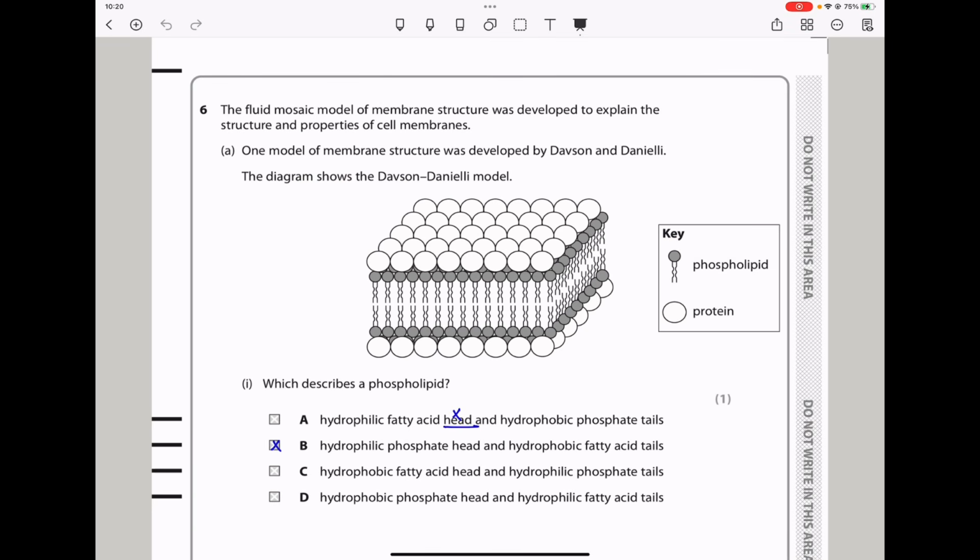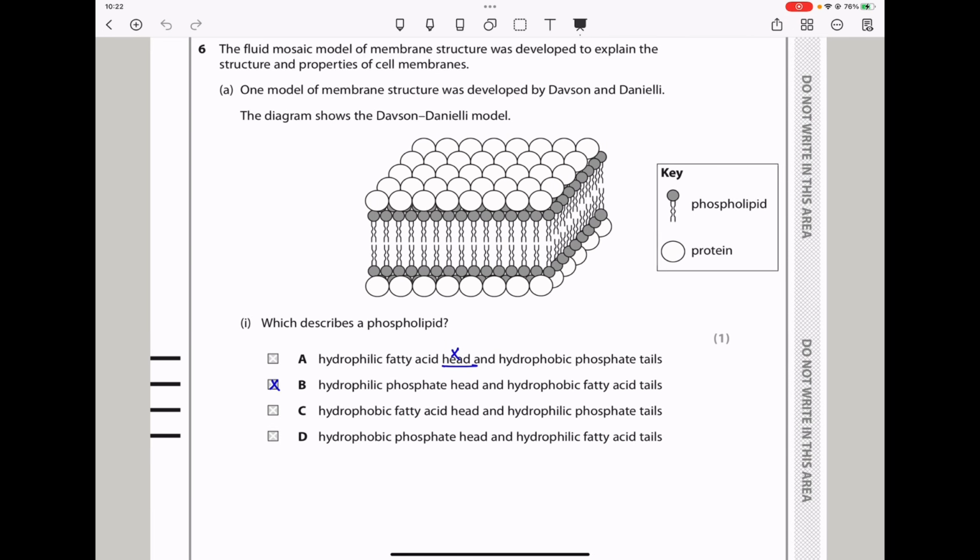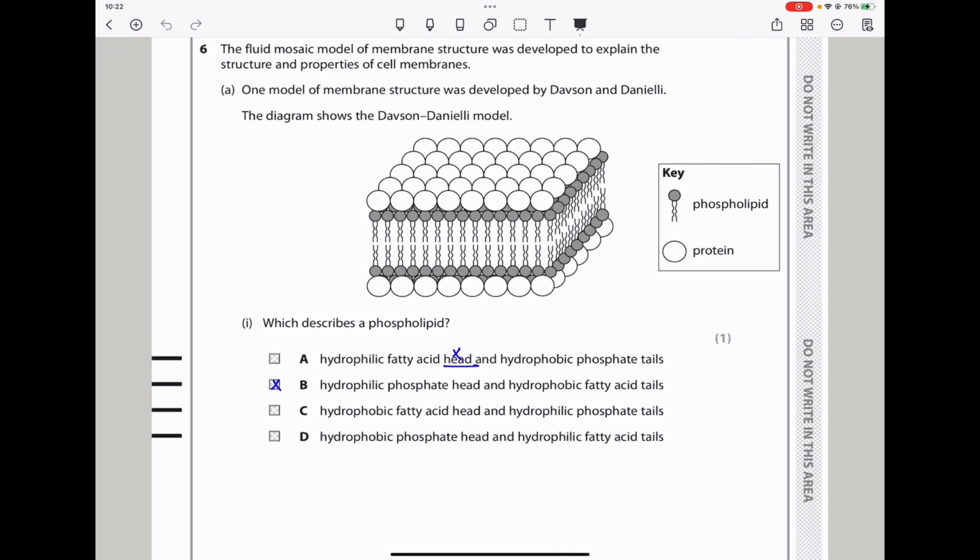Question 6. The fluid mosaic model of membrane structure was developed to explain the structure and properties of cell membranes. What model of membrane structure was developed by Davson and Danielli? The diagram shows the Davson-Danielli model. They ask which describes a phospholipid. A phospholipid has a hydrophilic phosphate head and hydrophobic fatty acid tails. You can see there are 2 tails on one head.